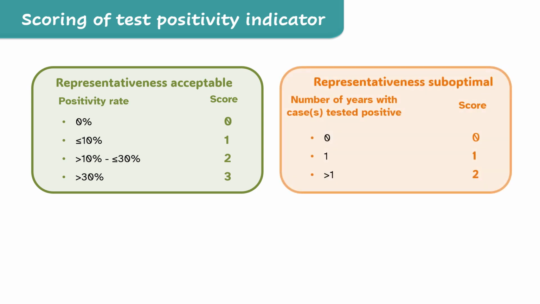If the representativeness of cholera testing is assessed as suboptimal, and the number of years with cases tested positive is therefore included in the priority index, the number of years with cases tested positive is scored on a 2-point scale. It is scored 0 if no cases tested positive were reported. It is scored 1 if cases tested positive were reported on 1 year. Lastly, it is scored 2 if cases tested positive were reported on more than 1 year.